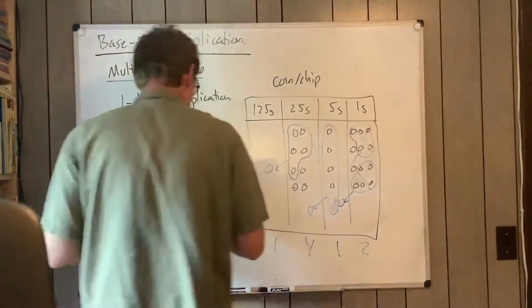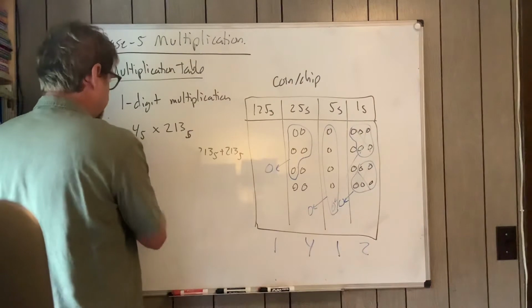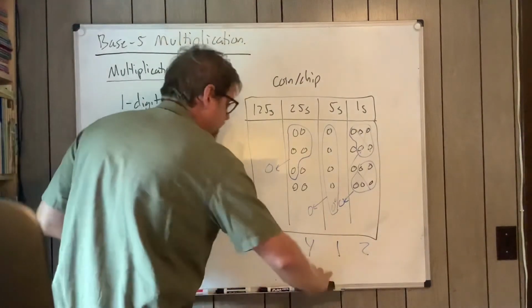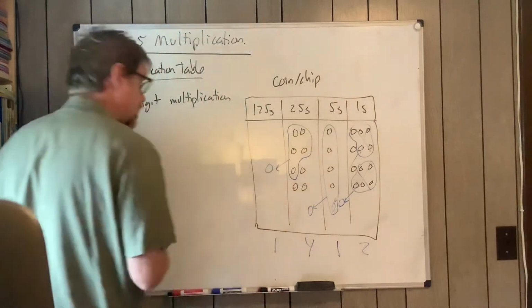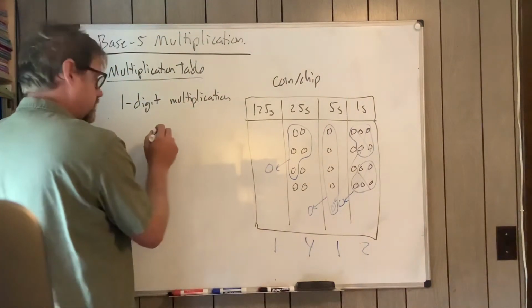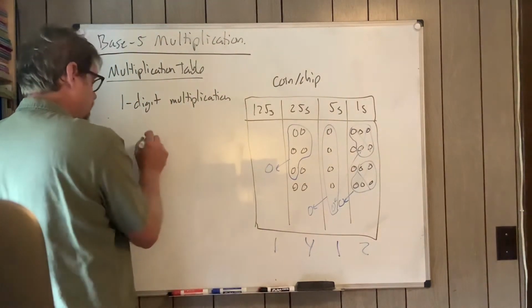So let's see, this is where it starts to get a little bit tricky, I think. I think this is still pretty straightforward. And I'm going to do the column algorithm.